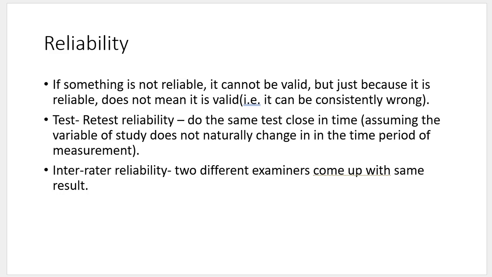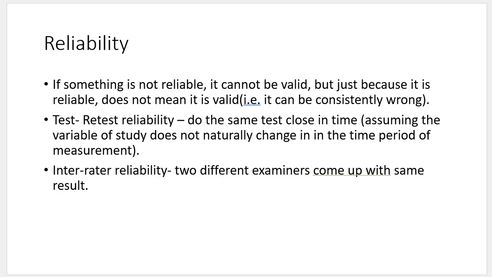Now, validity needs to be distinguished from reliability. So in reliability, if something's not reliable, it can't be valid. If it's giving us a different answer every time, if you step on the scale and it tells you you're 110 pounds, and then 3 hours later you step on that scale and it says you're 130 pounds, well, that can't be right. It can't be valid.